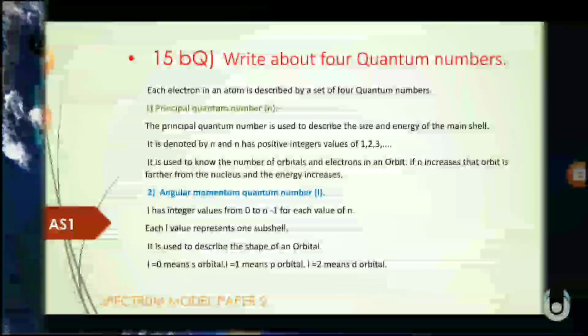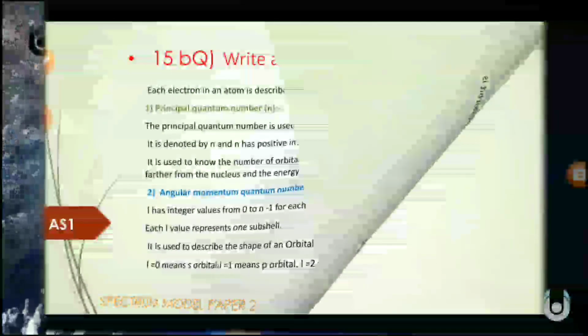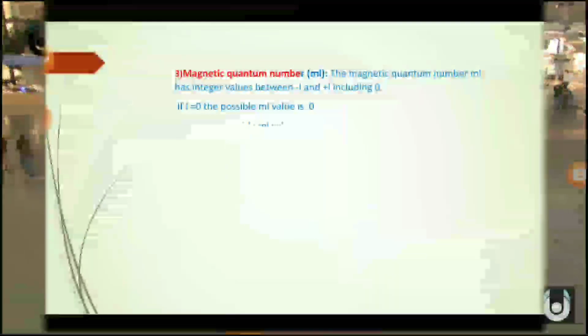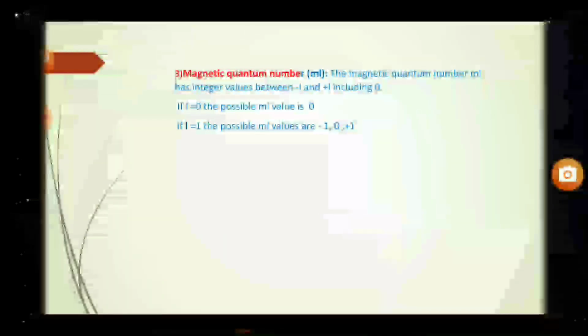It is used to describe the shape of an orbital. l equal to 0 means s orbital, l equal to 1 means p orbital, l equal to 2 means d orbital, and so on. The third one is the magnetic quantum number, ml. The magnetic quantum number ml has integer values between minus l and plus l, including 0. If l is equal to 0, the possible ml value is 0. If l is equal to 1, the possible ml values are minus 1, 0, plus 1.